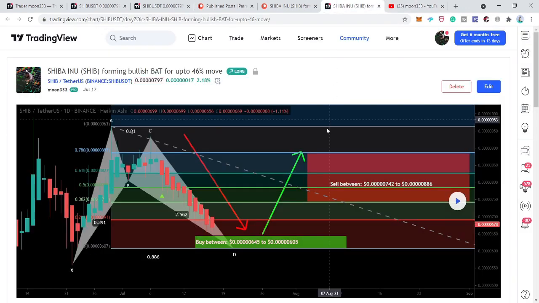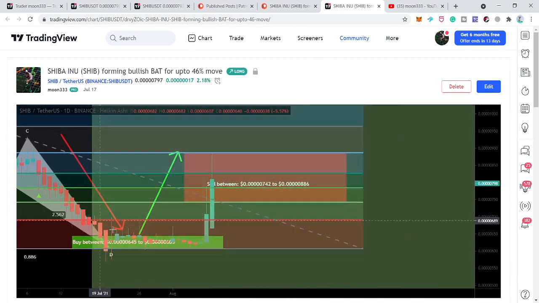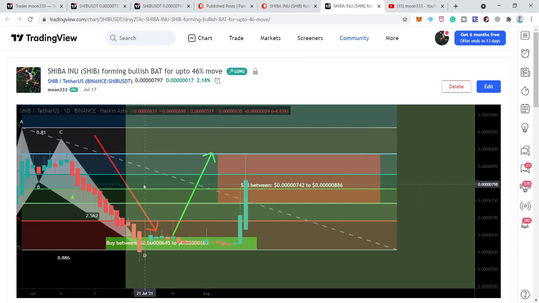And now I'm just going to play this chart, and I was expecting up to 46% move, and after playing this chart we can see that exactly as per the Fibonacci sequence of this bullish bat move, the price action completed this final leg and reversed bullish, and we had more than 46% move so far.